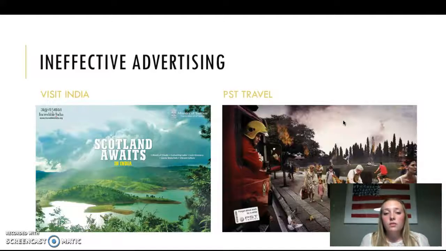And then the one on the right is for PST Travel, and it says forget about work for a while, and as you can see, it's like a fire, and to me it's like saying that firefighters should take a break from their job, and obviously that's not good. I think it promotes not laziness, but I don't think it promotes good things, so I didn't think it was very effective, and it doesn't make you want to forget about work. It kind of stresses you out, and I really didn't think it was effective.